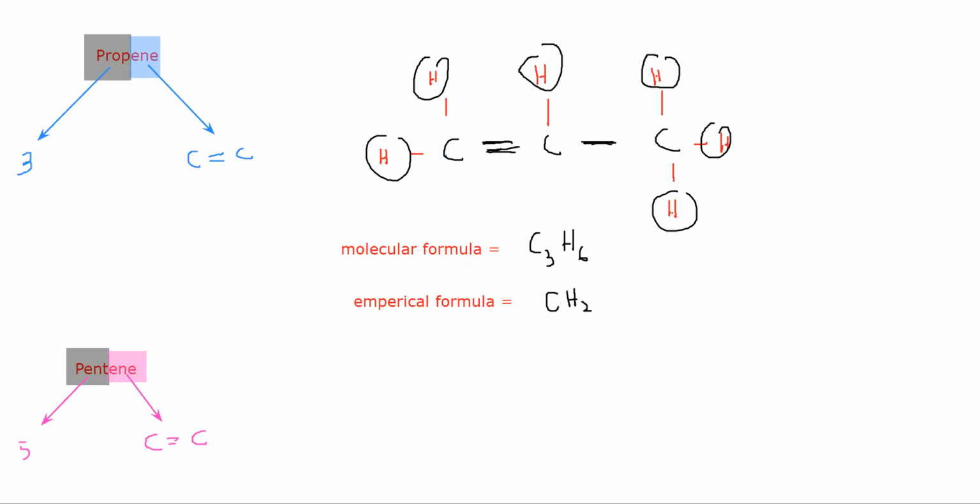So first what we will do is draw 5 carbon atoms. 1, 2, 3, 4, 5. Then the first 2 carbon atoms should have a double bond because it's ene. So the first 2 carbon atoms will have a double bond. Then the rest of the chain will have single bonds.